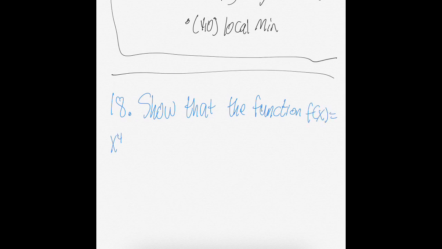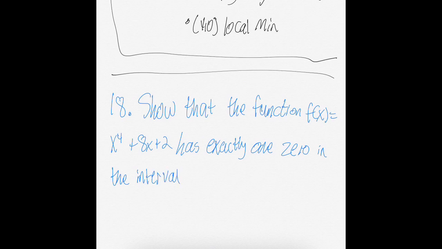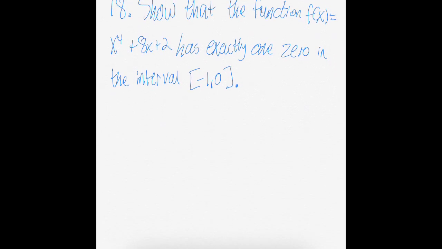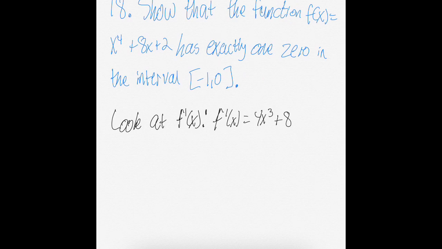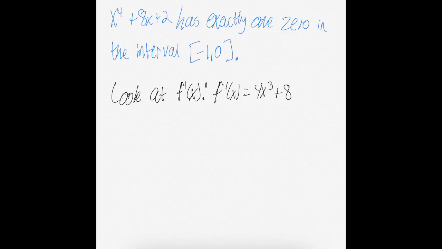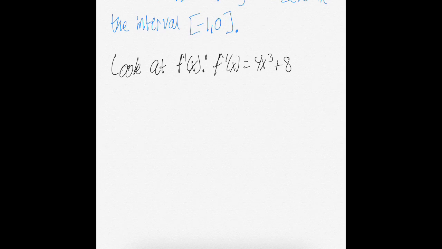which says show that the function f of x equals x to the 4th plus 8x plus 2 has exactly 1 zero in the interval minus 1, 0. So the way that we do this is we want to look at f prime of x. We're going to start with that. Okay, so look at f prime of x. In this case, f prime of x is equal to 4x cubed plus 8.